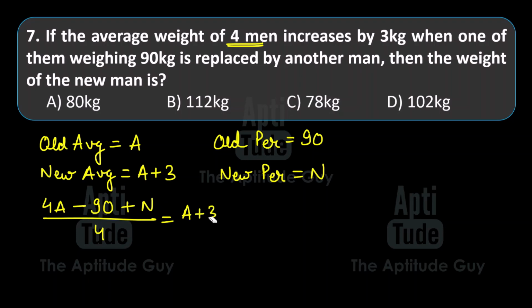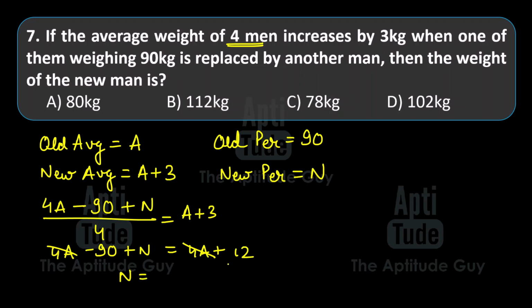Now a lot of people get this equation absolutely correctly, but then they think that this is impossible to solve because this is one equation and two unknowns, A and N. So people get confused over here, but you don't have to get confused. It is very easily solvable. All we have to do is cross multiply. We have 4A minus 90 plus N equals, 4 comes over here, 4A plus 4 into 3, which is 12. Now 4A and 4A get cancelled. Done. Only one unknown now.